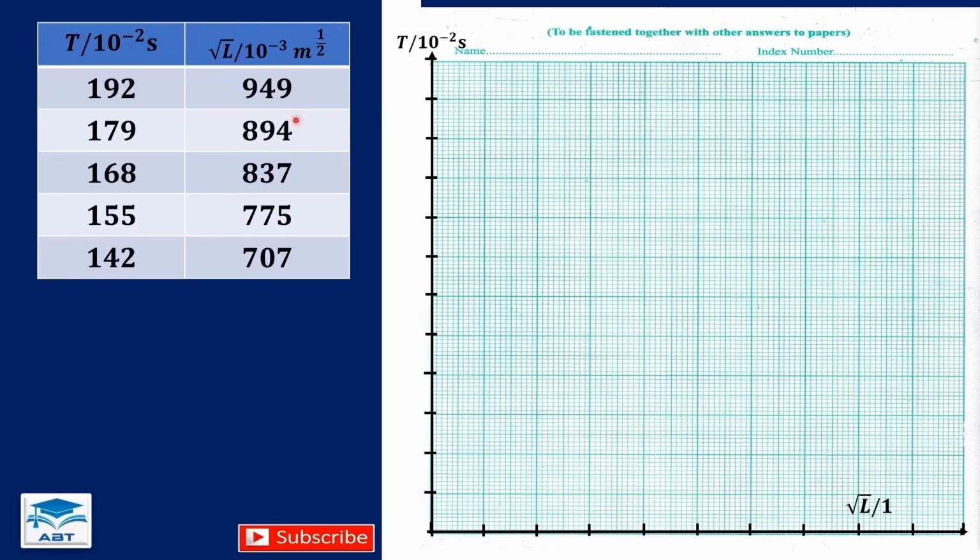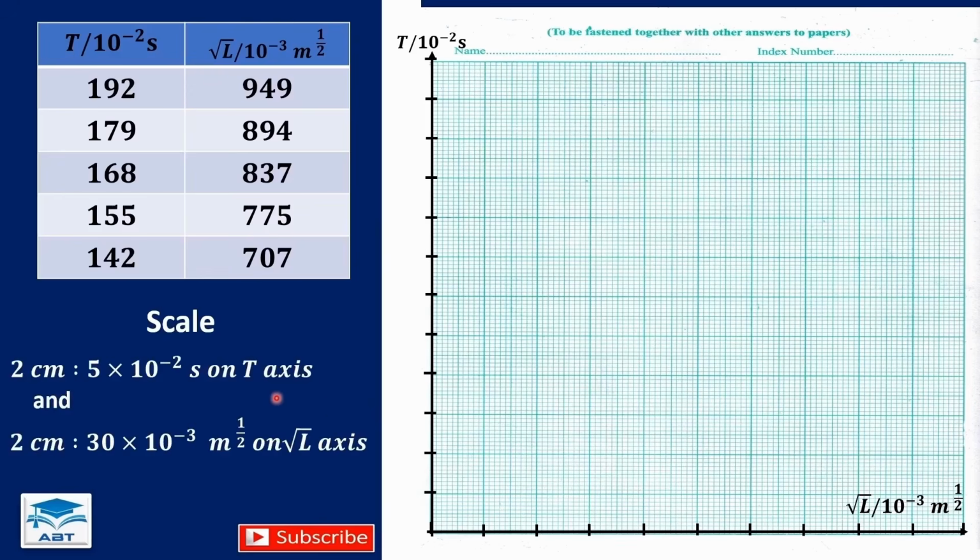And we are also plotting root L on the horizontal axis. So we have root L. Also, we have shifted the point 3 times to the right. So we have divided by 10 exponent negative 3. And the unit is meters exponent half. And we are going to choose a scale for the graph.